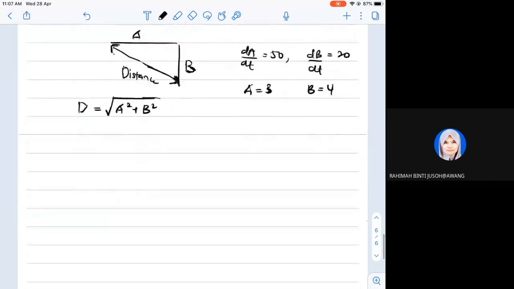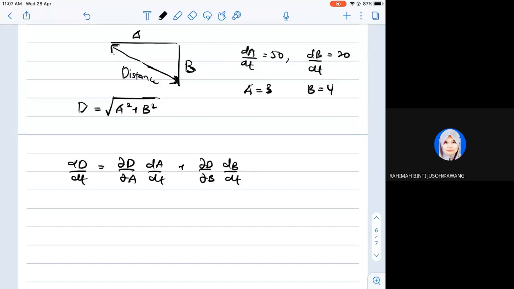Okay, so now same as before. Okay guys, so now the chain rule, del D over del, this D. Same, dD over dt equals del D over del A multiply with dA over dt, plus del D over del B, dB over dt.